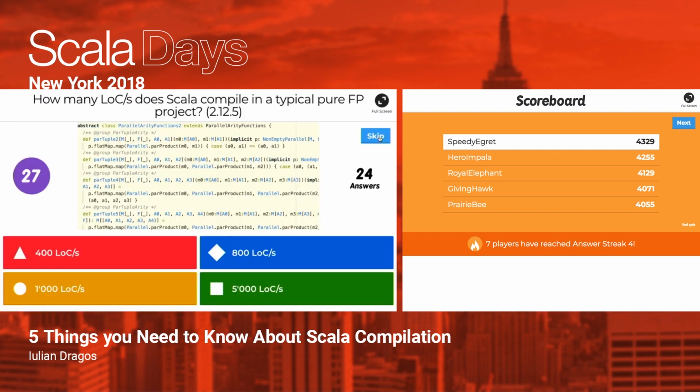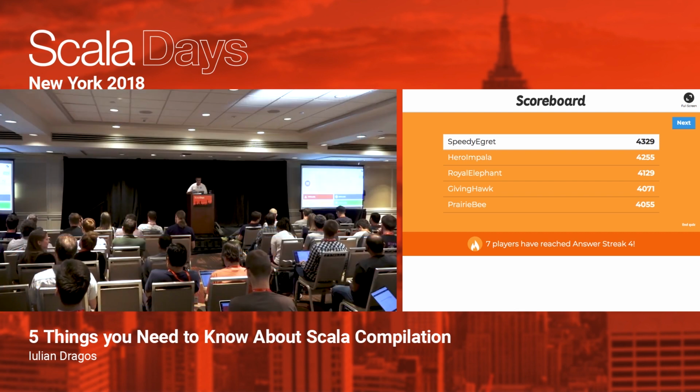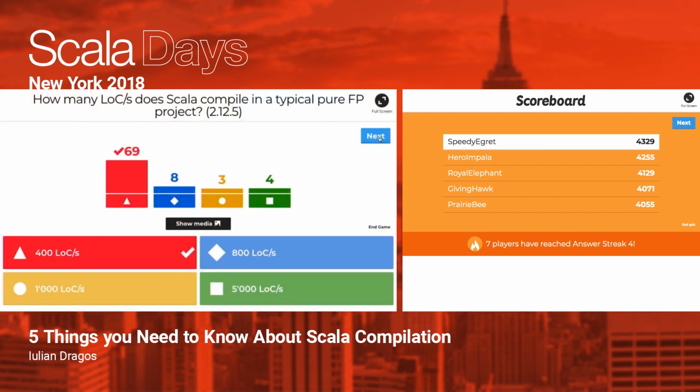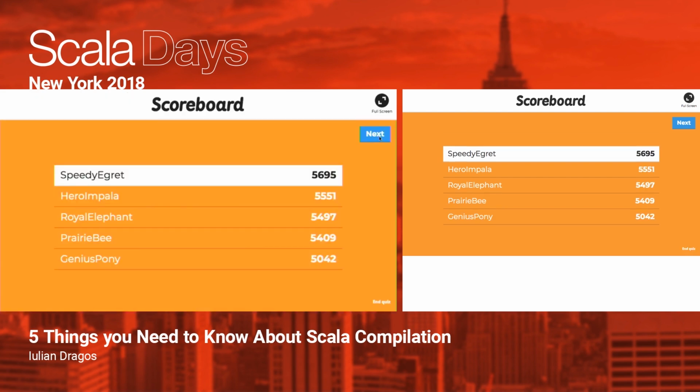How many lines of code per second does Scala compile in a typical purely functional programming style? So 400, 800, 1,000, or 5,000. Can anyone guess, since I see all the answers are up there, where this screenshot is taken from? What library? Cats, correct. Again, 4 people are consistently very optimistic, 5,000 lines of code per second. They might not be taking it seriously.